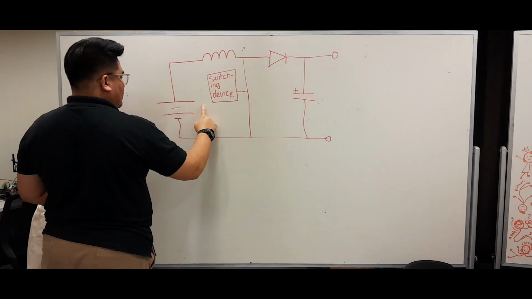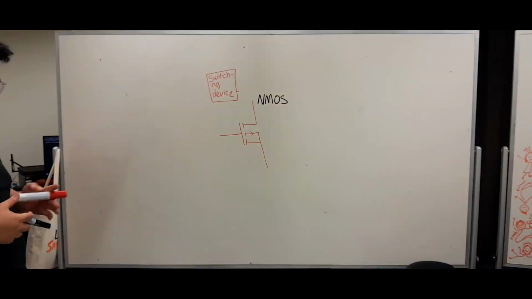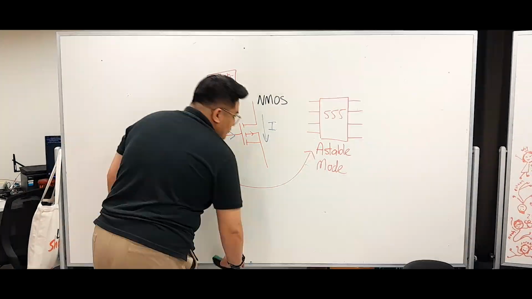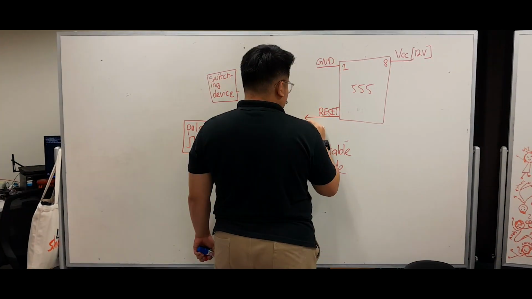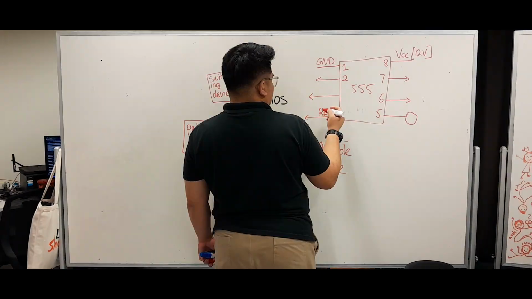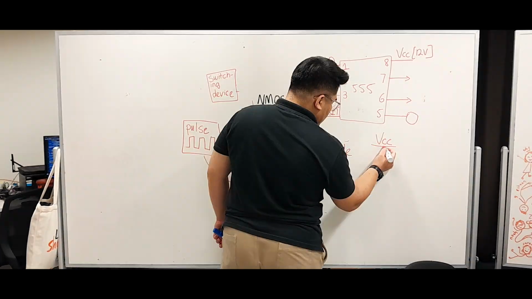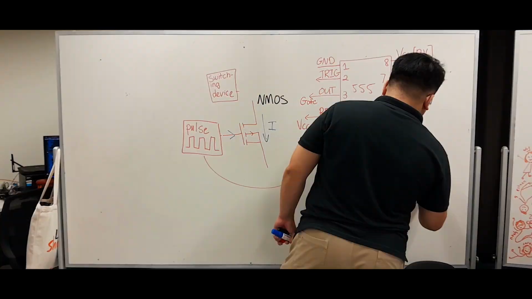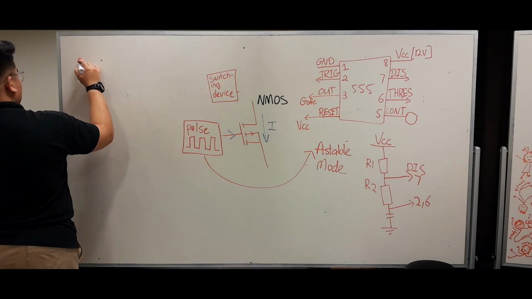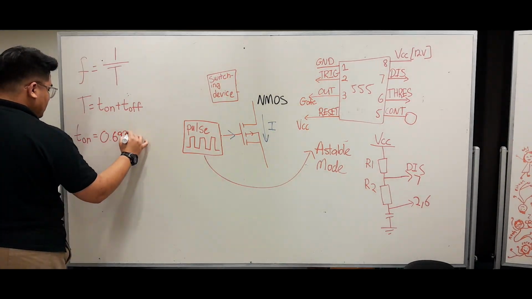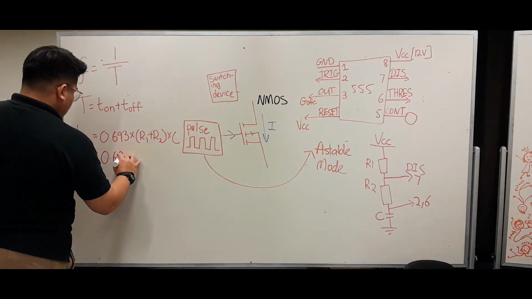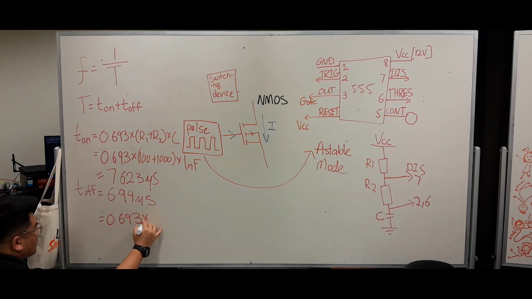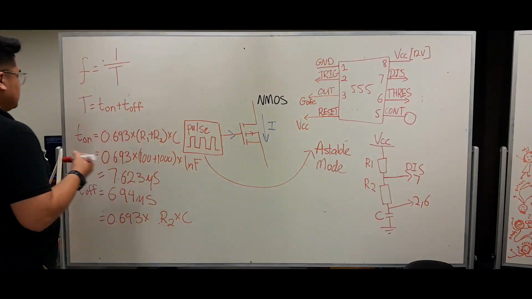So the on and off is the switching device, for which we will use an N MOSFET. The N MOSFET gate will be connected to a pulse, which will be produced by the 555 IC in the astable mode. For the VCC itself, we will connect to an R1 and R2 here, which will help to produce the pulse. So what we need is a T on, for which the formula will be here, which will produce the on time, and the off time will be below that.